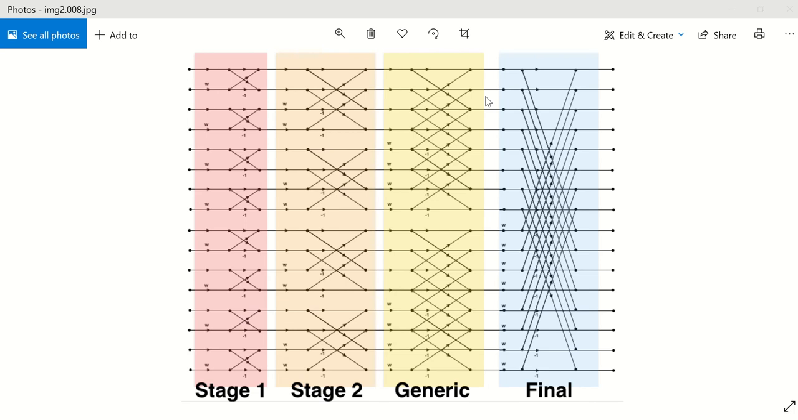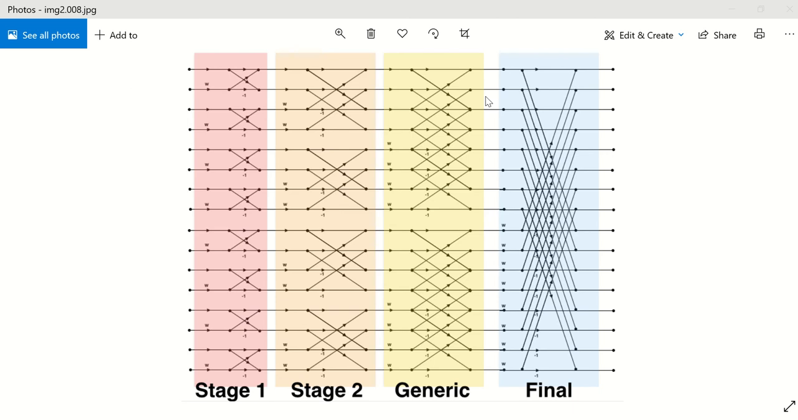The image shown on the screen right now is called a butterfly diagram. A single butterfly has three inputs, A, B, and one twiddle factor, and has two outputs, A out and B out.